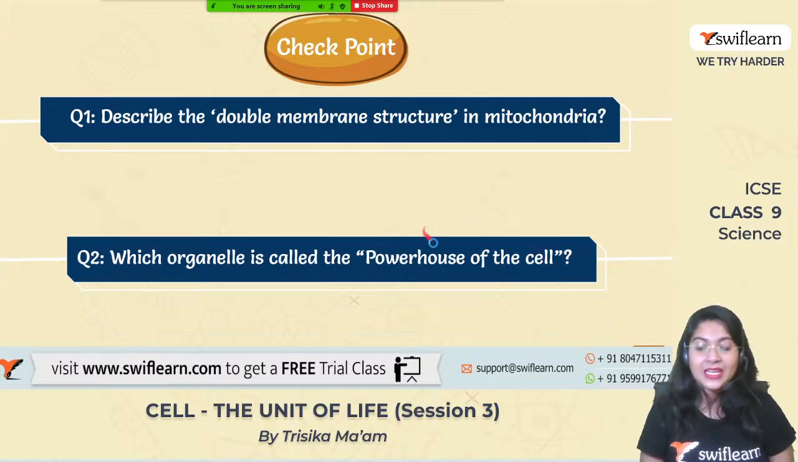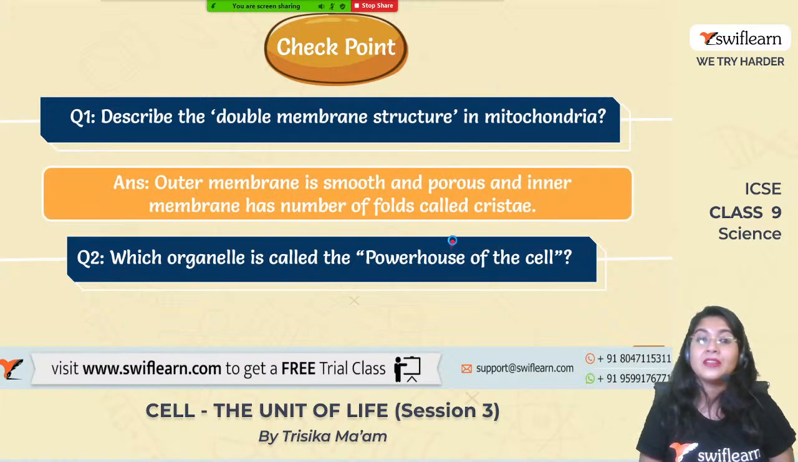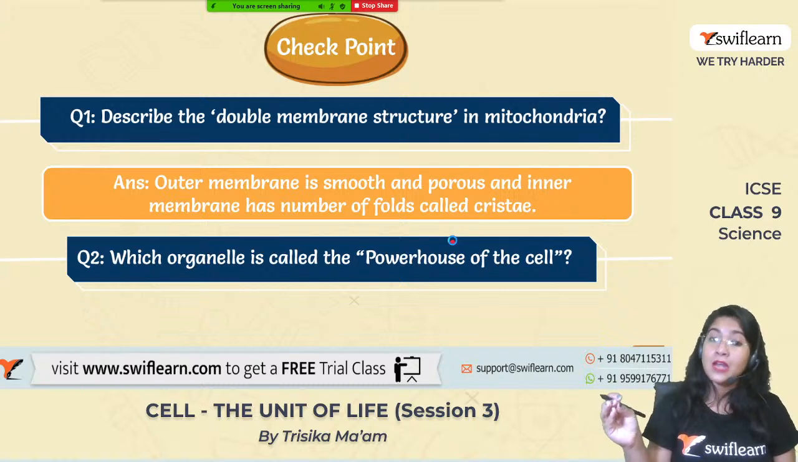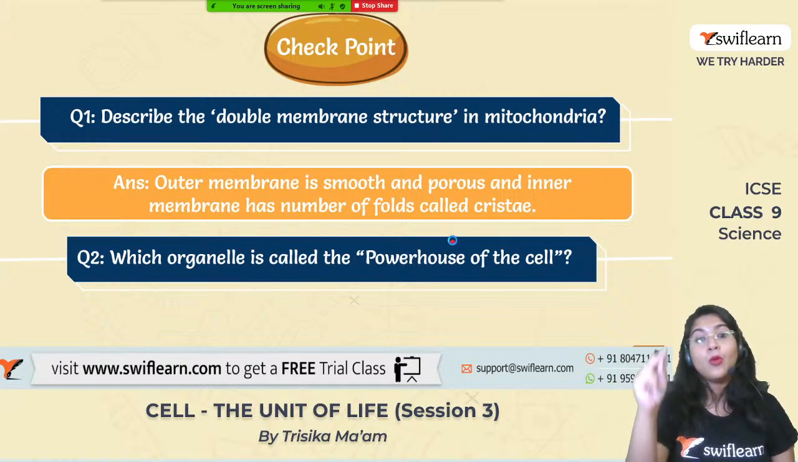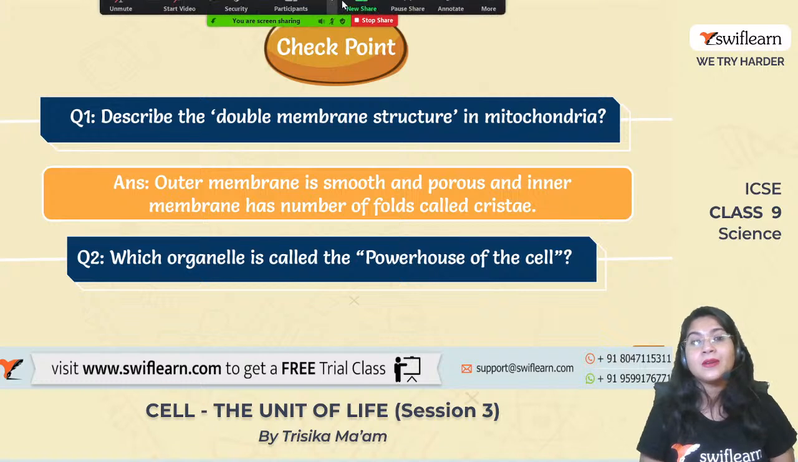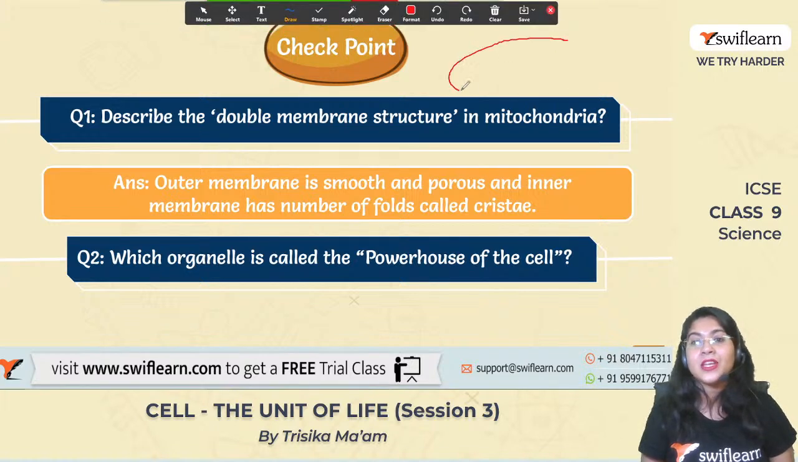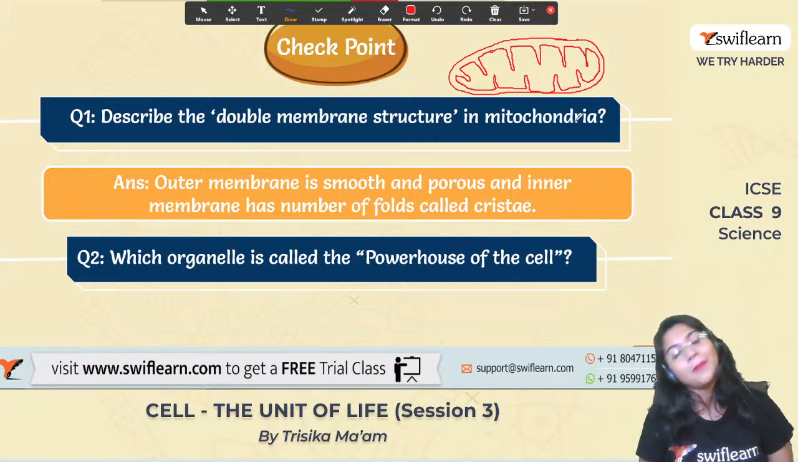Okay, so let me tell you that mitochondria is having the outer membrane which is smooth and porous, and the inner membranes are folded, right? So these form the cristae. So the mitochondria, if you draw like this, they have the outer membrane which is very smooth, and the inner membranes are having the cristae or the foldings, right? So these foldings are known as the cristae. Okay. So this is all about the two membranes of the mitochondria.